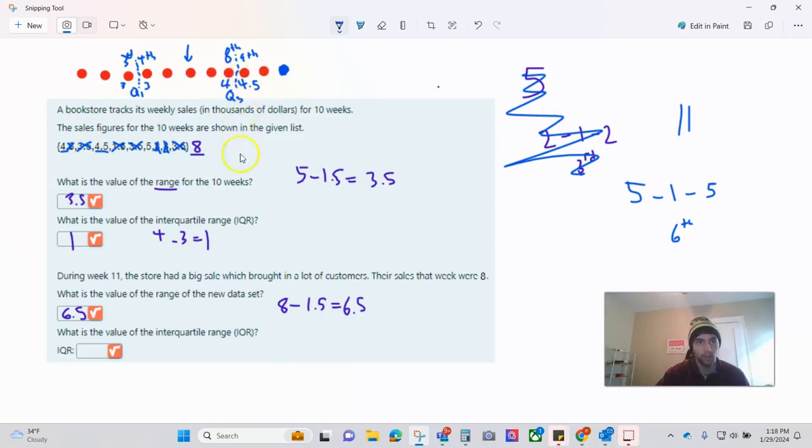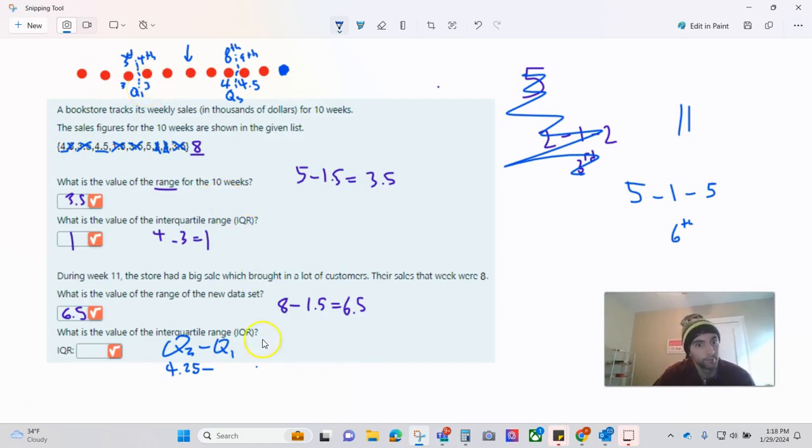All right, so Q3 minus Q1. Q3 is whatever number is between 4 and 4.5. So what number is between 4 and 4.5? 4.25. Nice. Minus. If you're struggling to figure out what is in between them, you can add them up and divide by 2. What number is between 3 and 3 to find Q1?